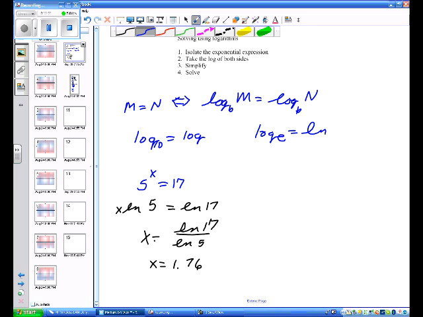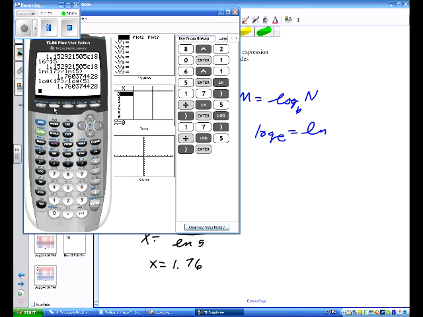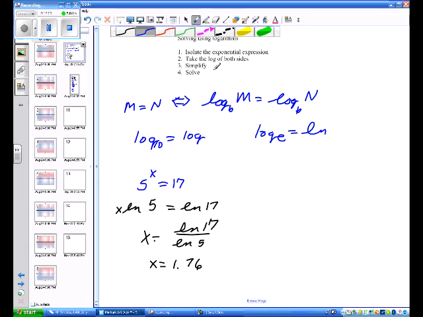Now I said I would show you that this works even if we had done the common log. If we had done the common log of 17 divided by the common log of 5, we get the exact same answer. So you'll get the same answer no matter which log you use, but there are some problems that you have to use the natural log in. So I just get in the habit, I will always use the natural log as we work these problems.